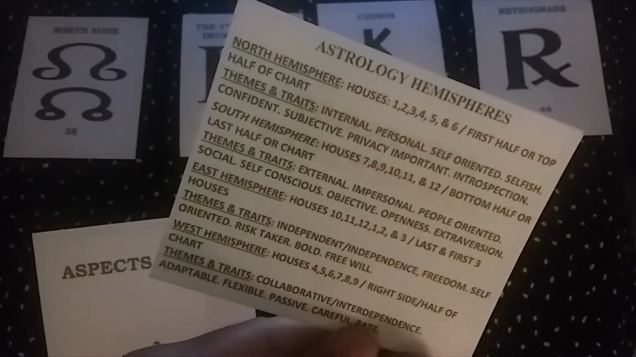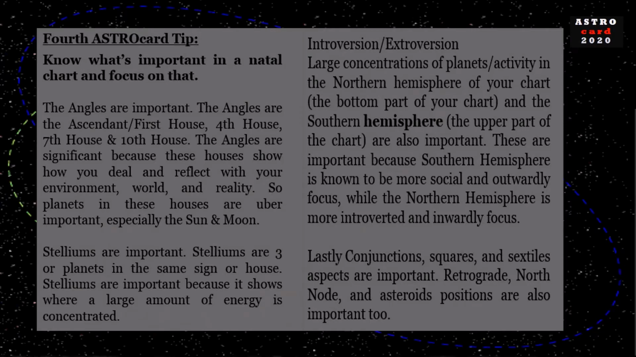introverted and inwardly focused. Lastly, you should also focus on conjunctions, squares, sextile aspects, which are important. By the way, aspects are the relationship between 2 planets, like a conjunction, square, sextile. You should also look at the retrograde planets that are aspect to your north node, and asteroids.